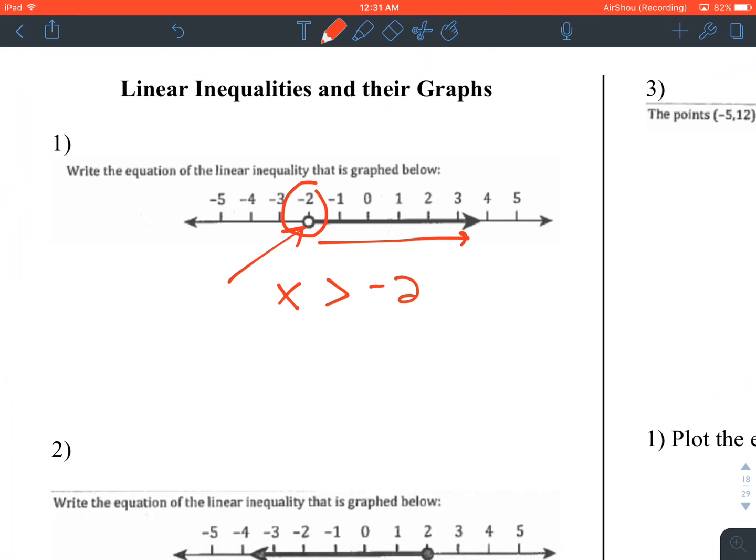Since this is an open circle, we're just going to have a greater than. If it was a closed-in circle, it would be equal to. But it's not closed in. So this is x is greater than negative 2, which is red. X is greater than negative 2.